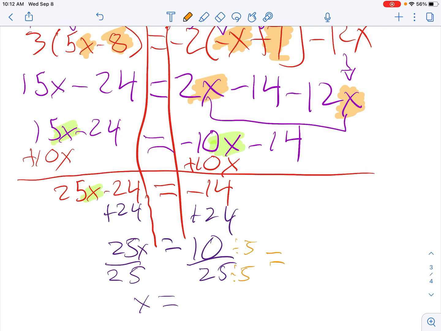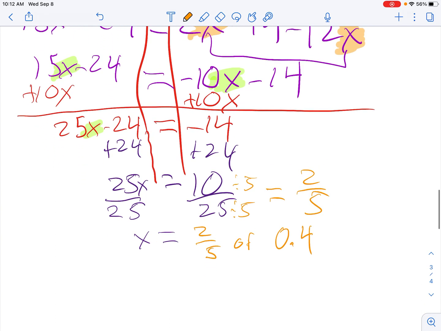Oh, they both have a 5 in common. So I'm going to simplify by dividing by 5 and dividing by 5. And I'm going to get 2/5. So it's actually 2/5, or if you wanted it as a decimal, it would be 0.4, okay? Again, either answer would work.